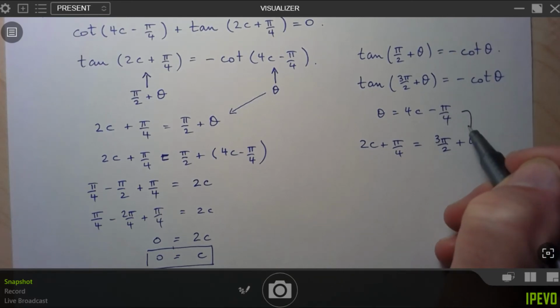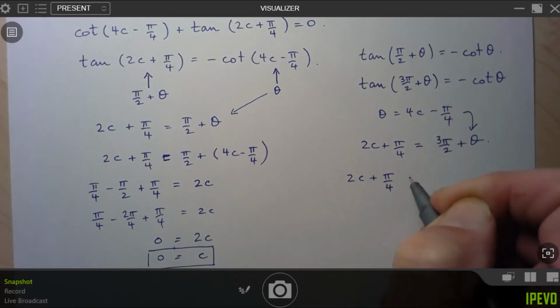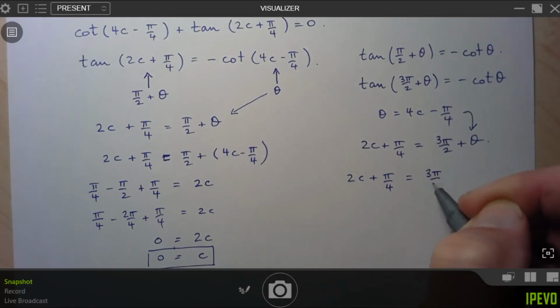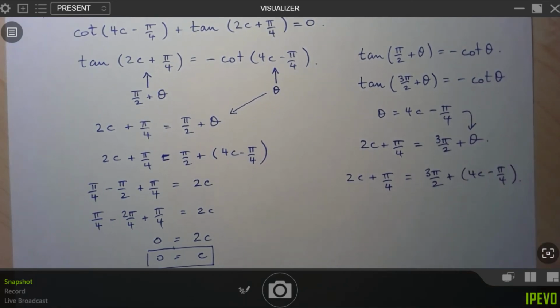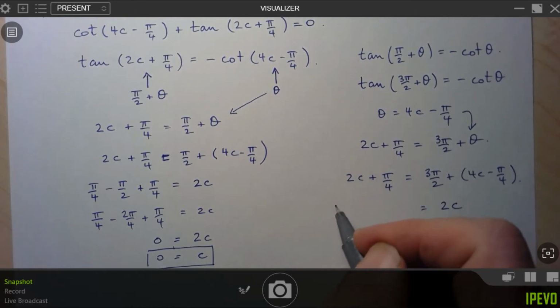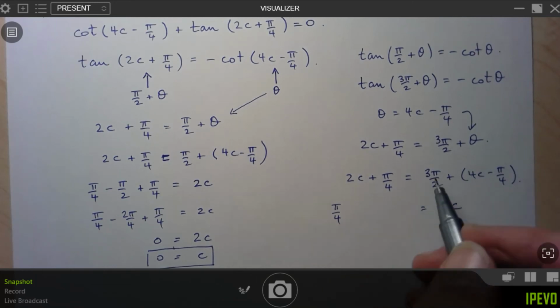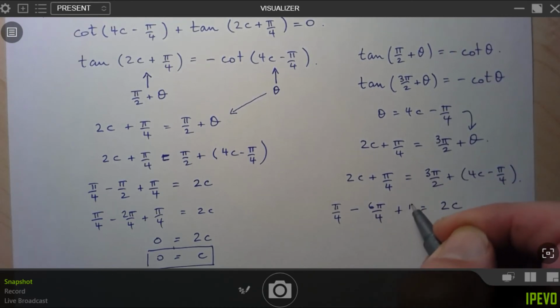And now I can do the same thing. I just do a quick substitution. And yet again, I end up with a linear equation that I can now solve. All right, so let's do that here. Again, I'll bring the 2c to the right-hand side. So 4c minus 2c is again 2c. And here, what are we left with? I'm just going to put everything over 4 as I write it. So I've got pi over 4, which was already on the left-hand side. I'm going to subtract 3 pi over 2. This is going to be 6 pi over 4. And then here, this is going to be plus pi over 4.